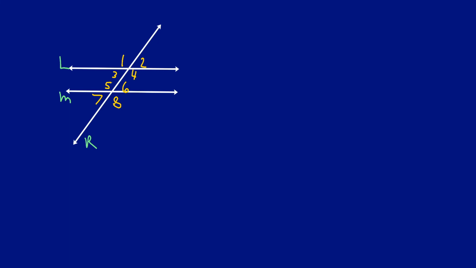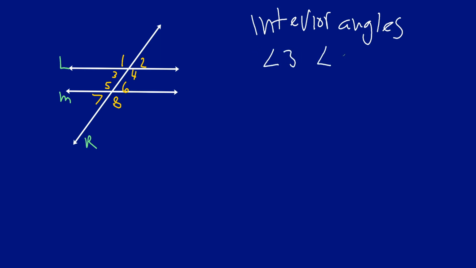Now, the first thing we're going to talk about is the idea of interior angles. Interior angles are angles that are inside the parallel lines. In our example, angle 3, angle 4, angle 5, and angle 6 are all interior angles. They're inside lines L and M, inside the little space in the middle. These are interior, they're inside.